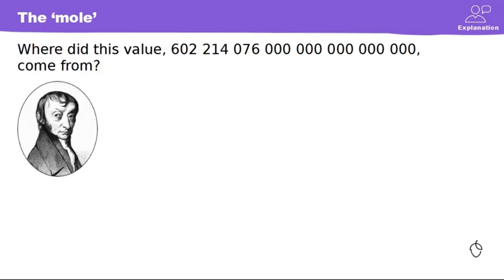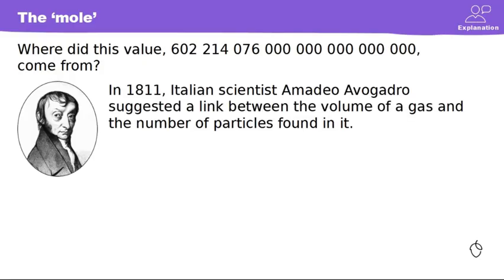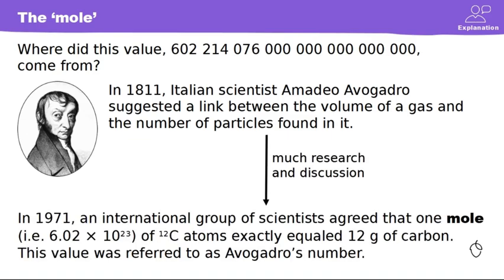Where did this number or this value come from? It came from a renowned Italian scientist called Amedeo Avogadro. In 1811, he suggested a link between the volume of a gas and the number of particles found in it. Then in 1971, an international group of scientists agreed that 1 mole of carbon atoms exactly equaled 12 grams of carbon. And this value was referred to as Avogadro's number.